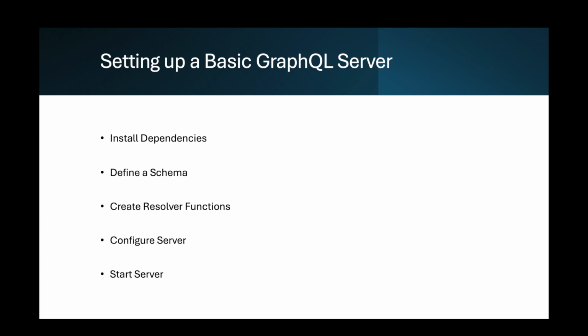Next step, start your server. Now start your GraphQL server and listen to the incoming requests from the clients. Once the server is running, clients can send queries, mutations, and subscriptions to interact with your API.